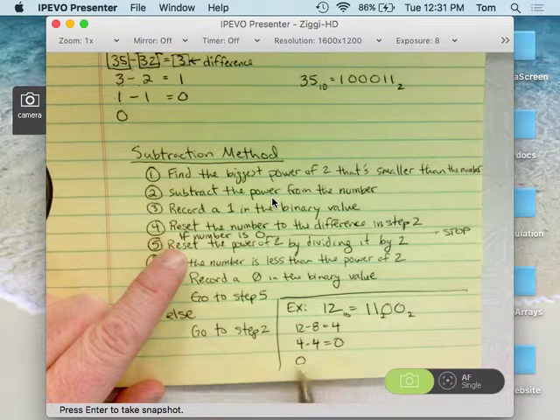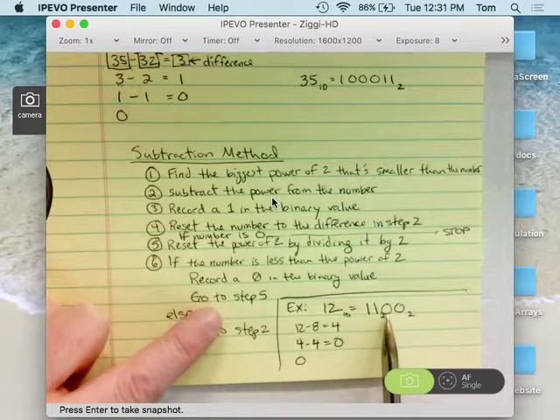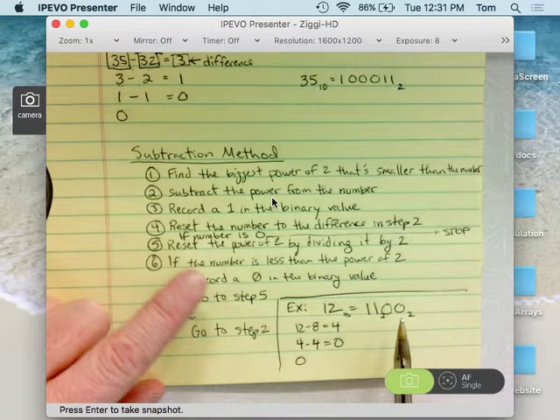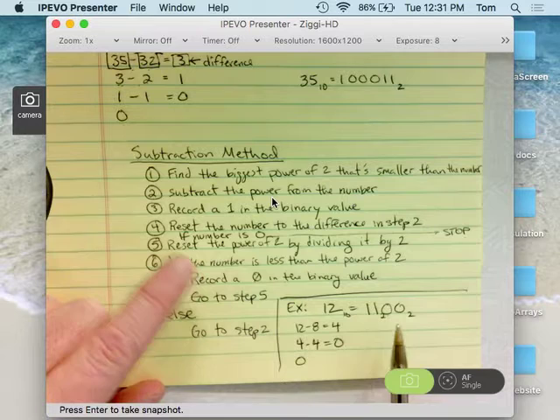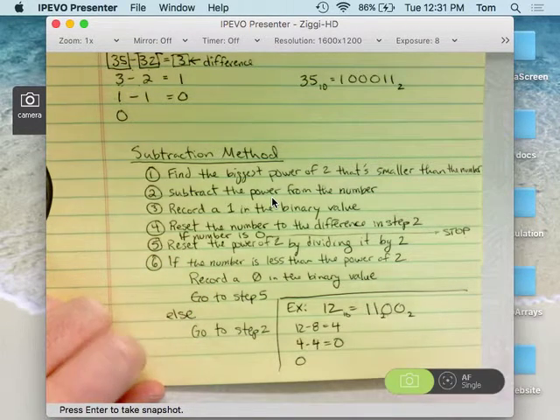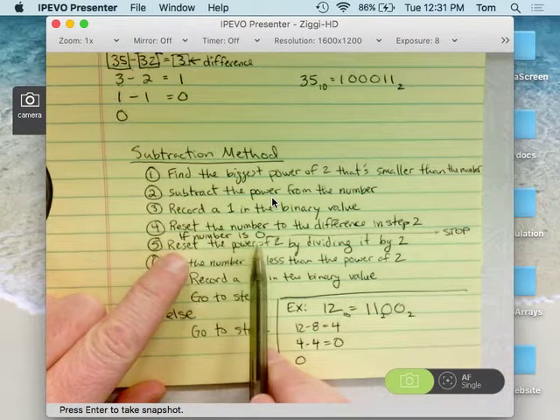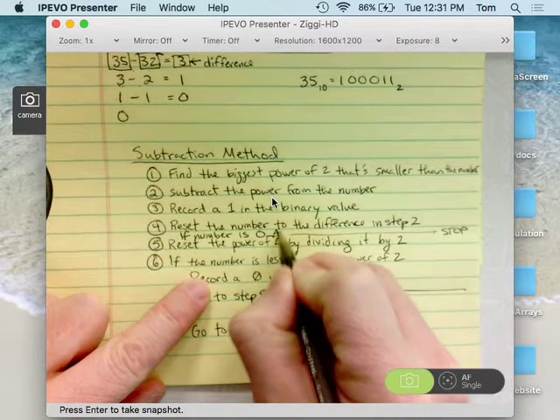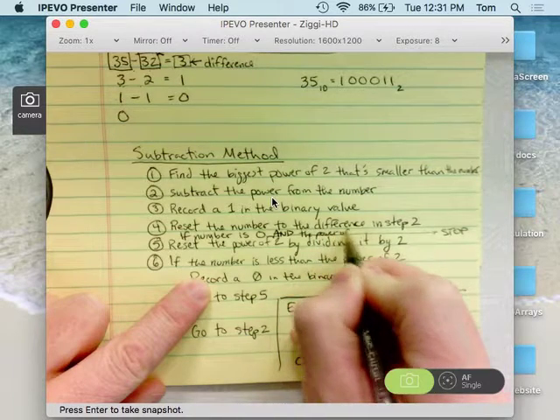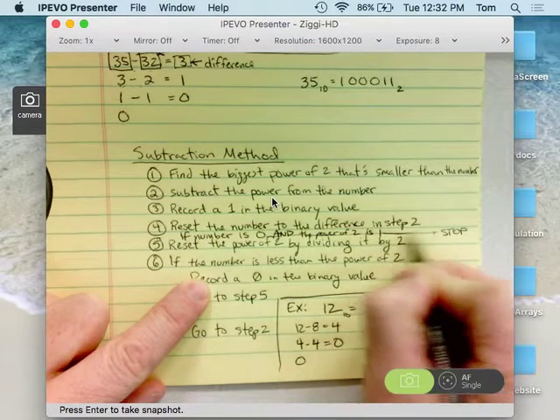So it's true that I want the number to be 0 when I stop, right? But I should be filling in a 0 for when the power of 2 is 2 and a 0 for when the power of 2 is 1. Does that make sense? So when should I really stop? When the power of 2 is 1. So inside of here I want to say if the number is 0 and the power of 2 is 1, then stop.